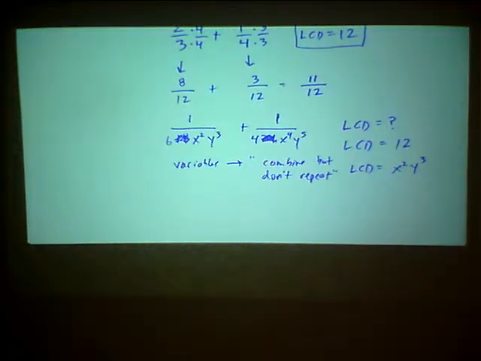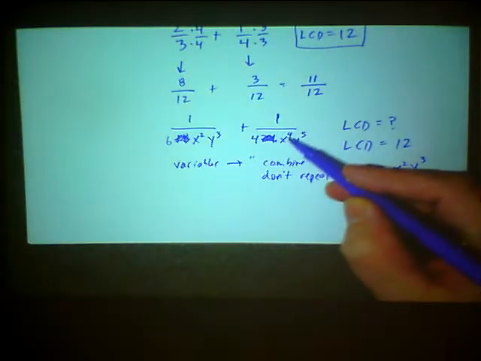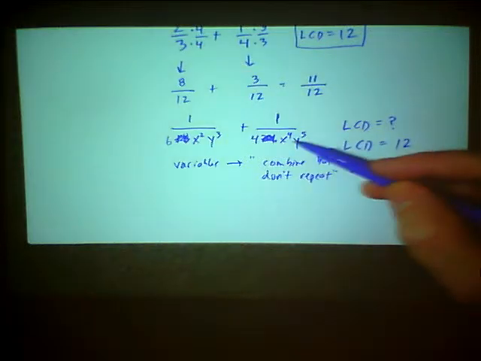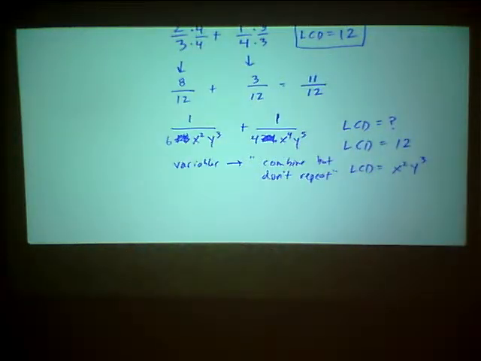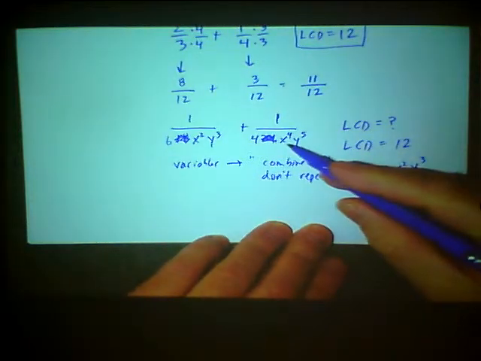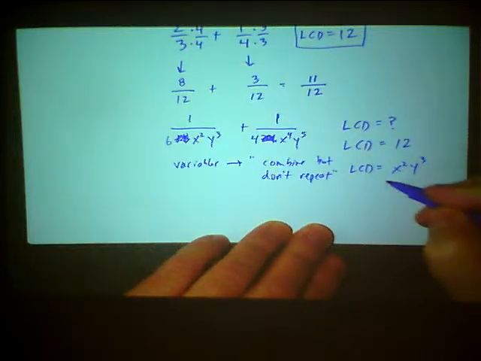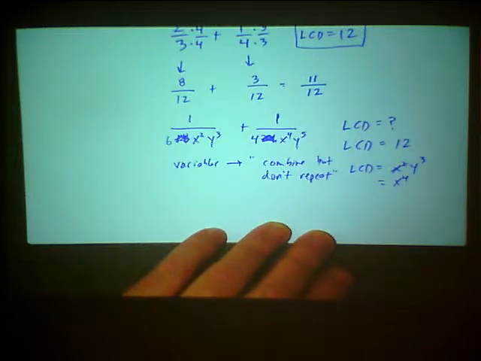And then I go look at the second denominator, and I look at the x, and I say, so far in my LCD, I have an x squared, but I look up here to my second denominator, it needs to be x to the fourth. So what I do is, since x to the fourth is larger than x squared, I change this to x to the fourth. And when I look at the y's, I have y to the third, but the second denominator needs y to the fifth. So now it becomes y to the fifth.